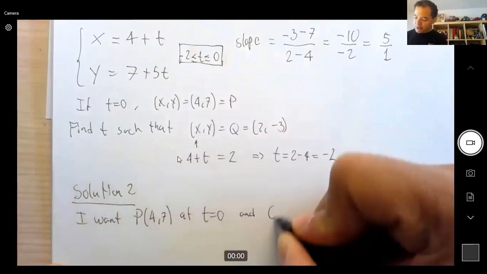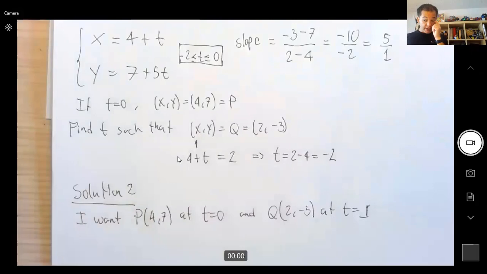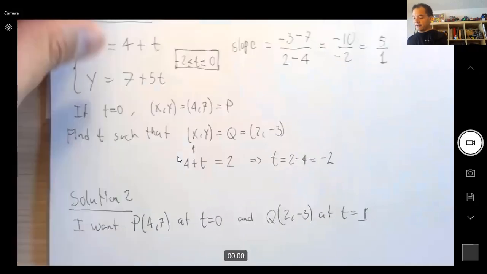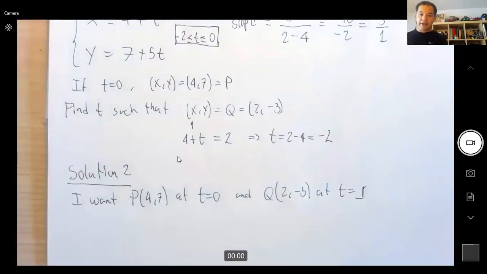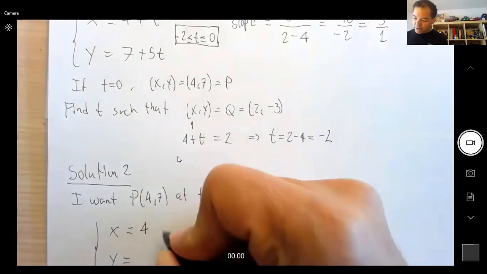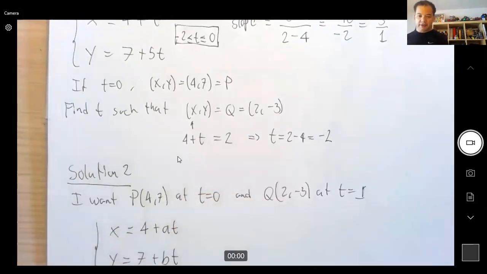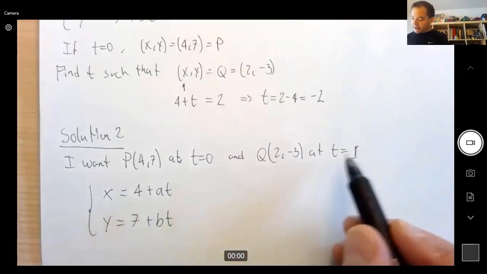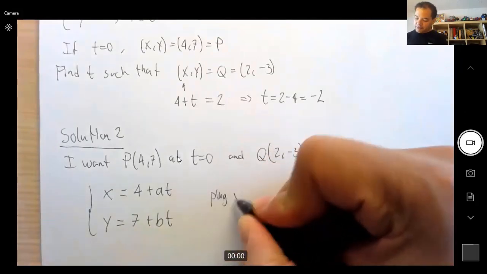And Q, the point (2, -3) at 1 second. How can I make it so that happens? And it's easy too. All I need to do is find out. So the 0 seconds part, we got it. It looks like this. And then all we need to do is solve for A and B. So we already know that it looks like this: x is 4 plus A times T, and y is 7 plus B times T. And what I want is that when I plug in 1 second, I get (2, -3). So plug in T equals 1.